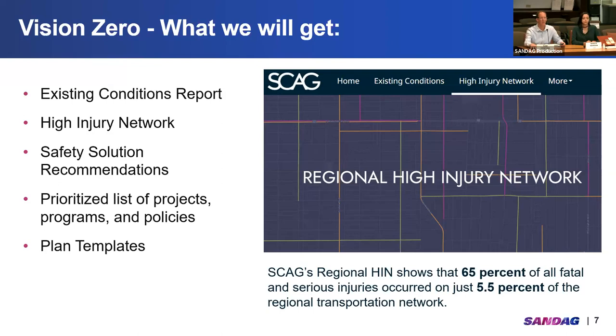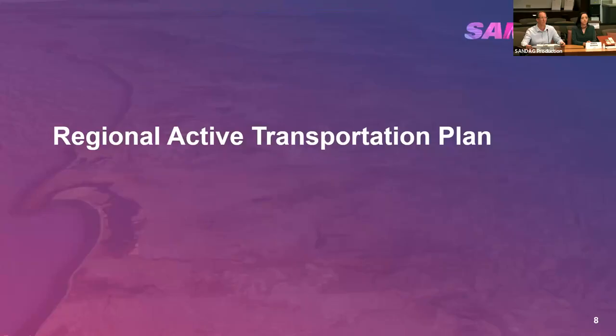We want to look at policies also. Can we recommend things at the state level or at the federal level to improve safety? And then programs. What safety programs or safety enhancing programs could this region benefit from? Mini grants for communities to develop tactical urbanism, demonstration projects, quick builds. This plan is meant to capture many ideas and then work through a prioritization process on what those could be. And then lastly, plan templates. As I mentioned on the prior slide, the templates from Vista and the La Jolla Band of Luiseño Indians as examples for others. And I'll pass it on to Marissa to go over the regional active transportation plan.